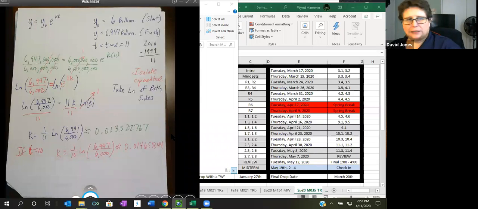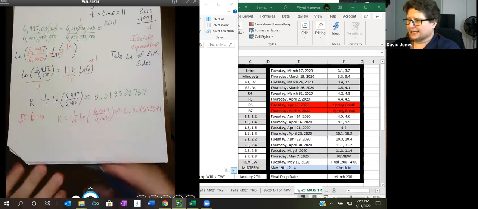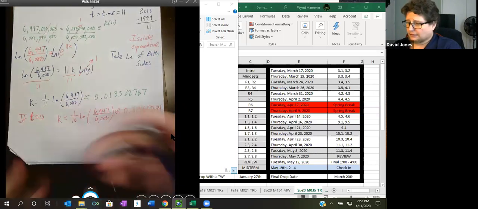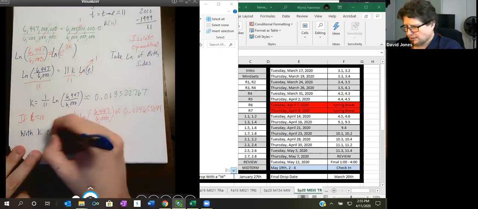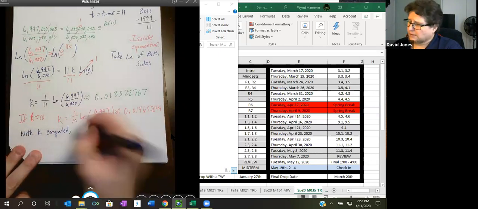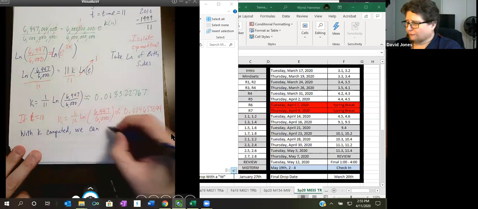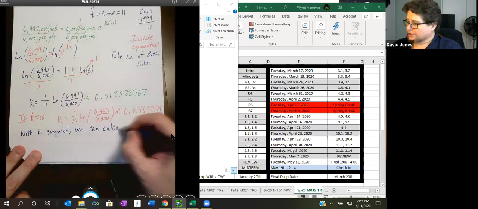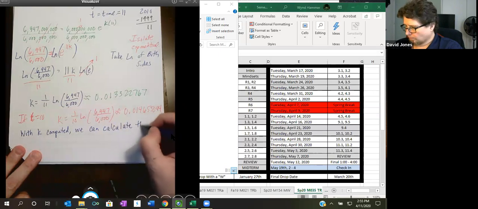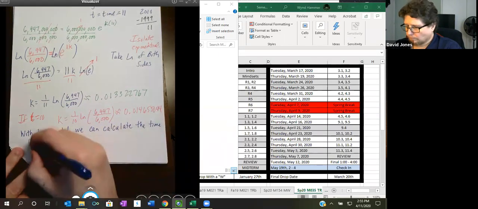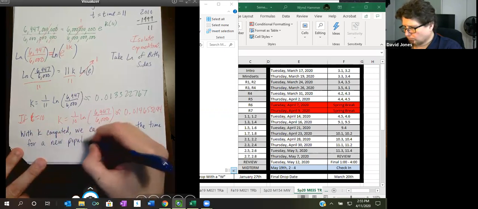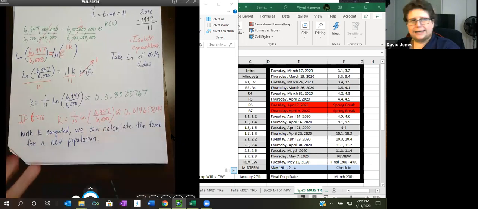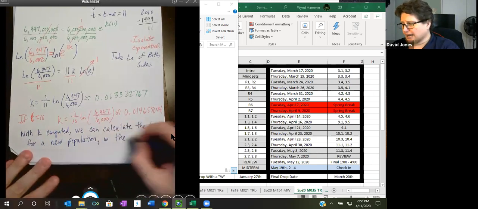And what do we use this for? With a given K, with the K computed, we can calculate the time for a new ending population. Or we can calculate what the population should be, or the population after a given amount of time.